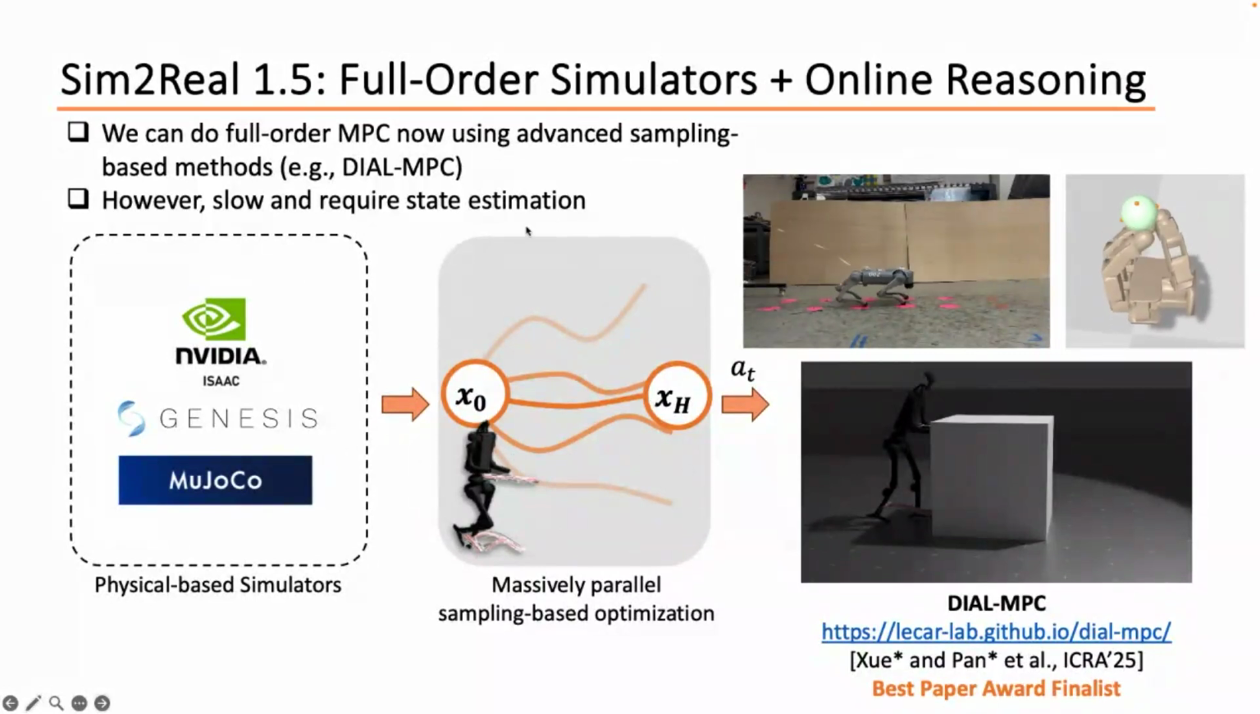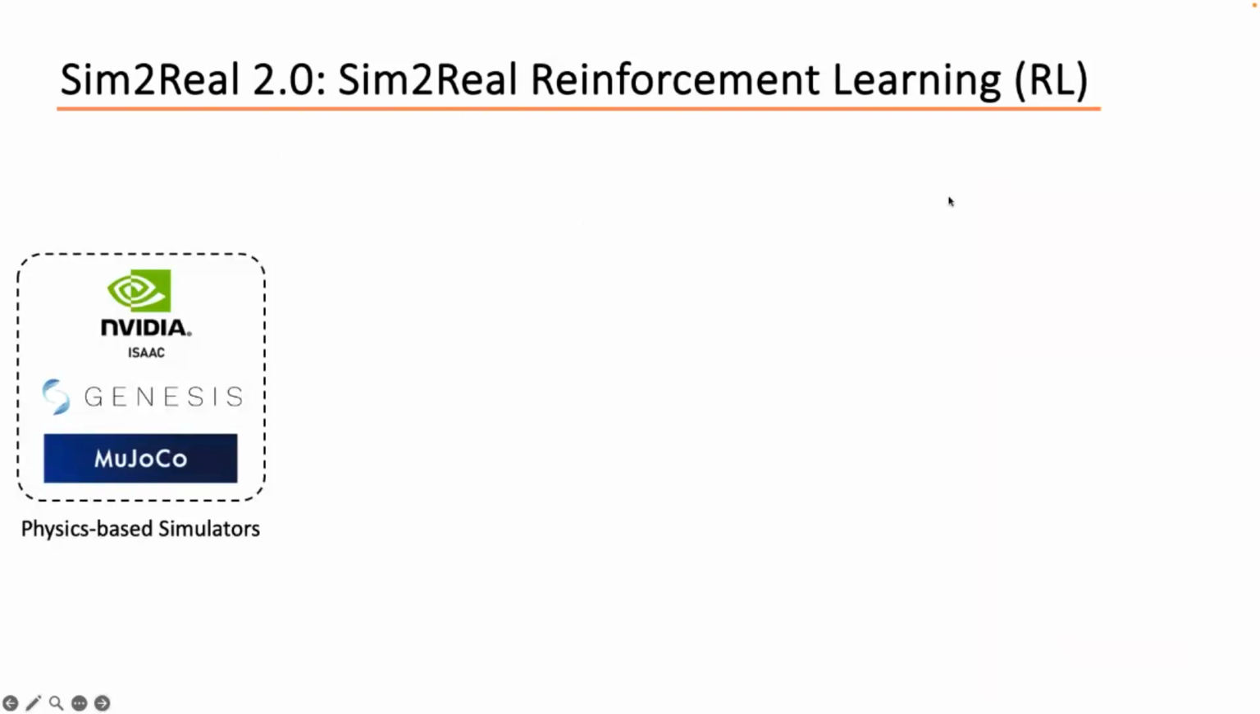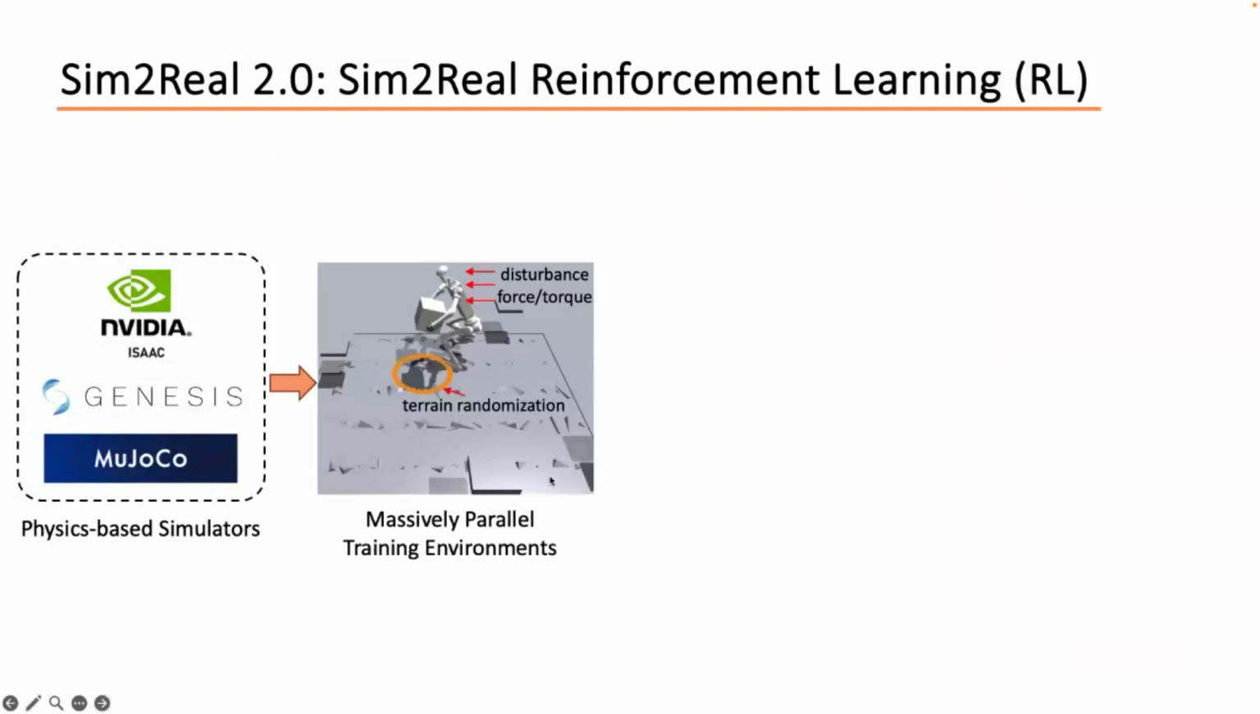We have Sim2Real 2.0: Sim2Real reinforcement learning. Here is how it works. We start from some physics-based simulation, again Isaac, Genesis, MuJoCo, whichever you want. And we create a massively parallel training environment for our humanoid agent. We put a virtual humanoid in the virtual environment, and with GPU, massively parallel. For example, typically we do 4,000 or 8,000 such environments. To make the policy robust, oftentimes we randomize the terrain and add perturbations, add random force.